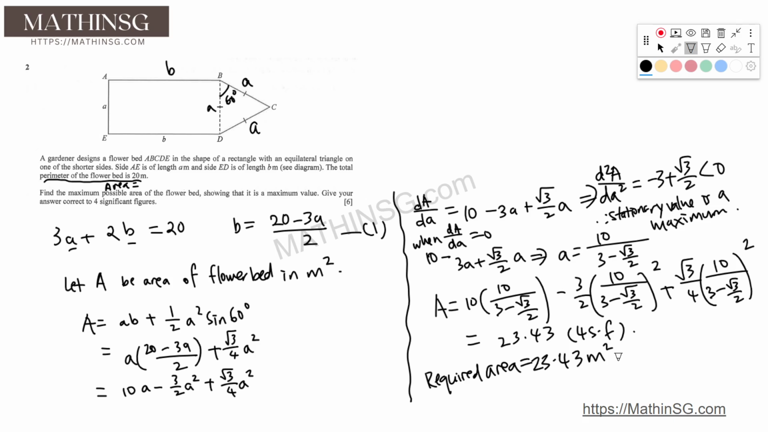In fact, you can actually just use your GC, type this equation in, then just look for the maximum point using your GC, and then you can check your answer. Make sure that it is 23.43 when rounded off to 4 significant figures.